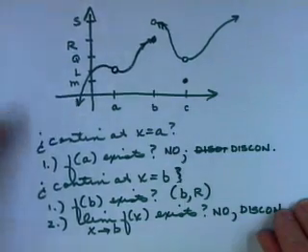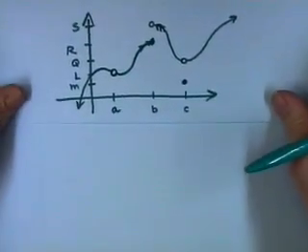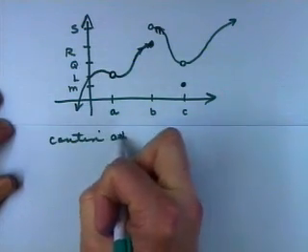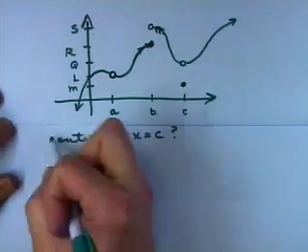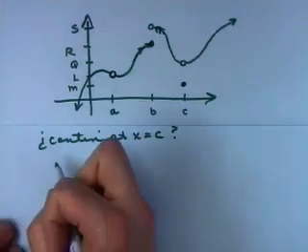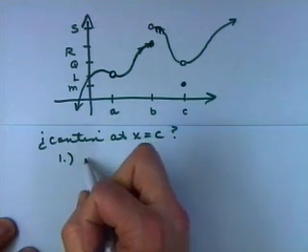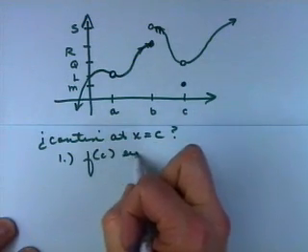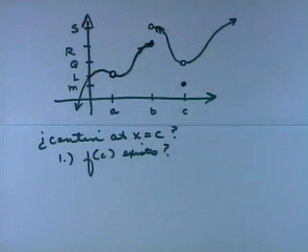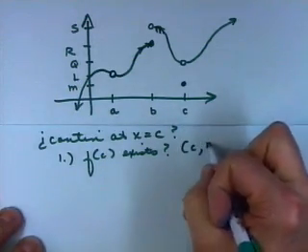Now the third one, let me keep this diagram here so we can refer to it. Is it continuous at x equals c? Again, we think it's not. Let's go through the test. Is there a point plotted at x equals c? Yes, there is. What is that? C, comma, m.